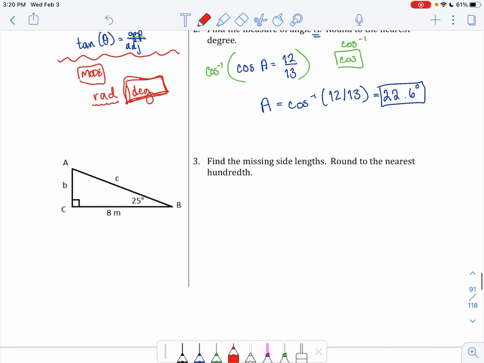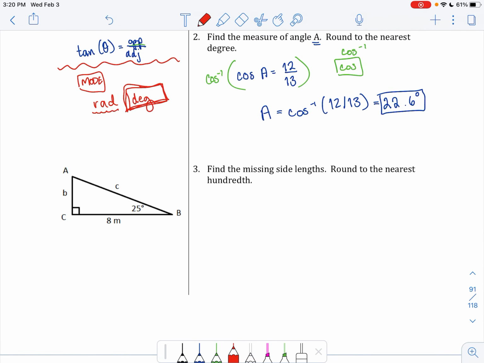The other thing we can use trigonometry for is to find missing side lengths. So we can find missing angles, we can find missing side lengths. Here we have another triangle ABC where we're given one of the angles. So you have to know one of them. Find the missing side lengths. So here we have our angle B, and I want to find B, which in this case is the opposite of B, and C, which is the hypotenuse.